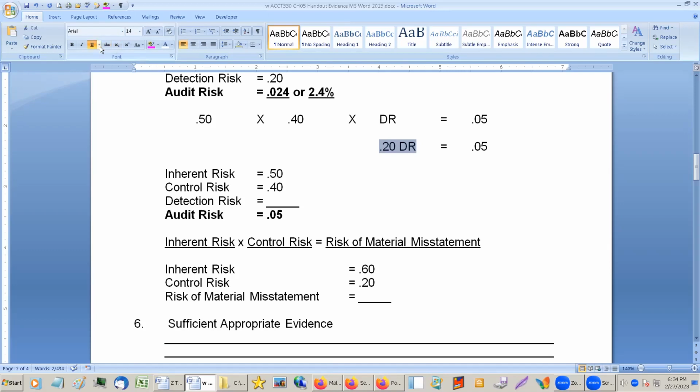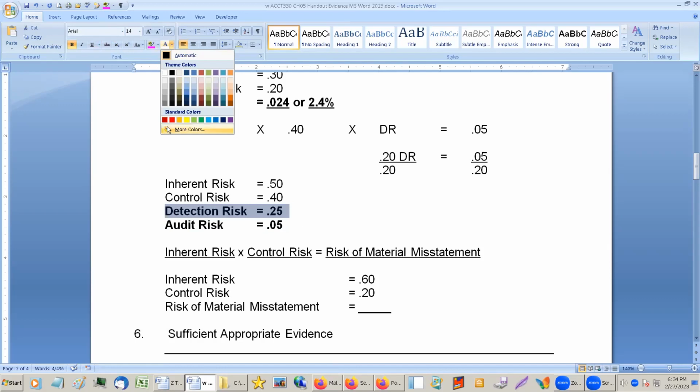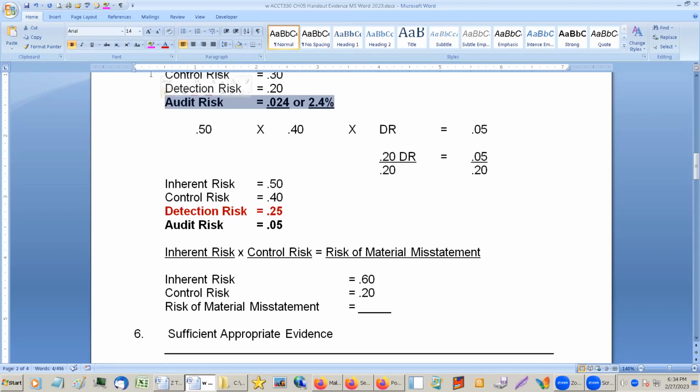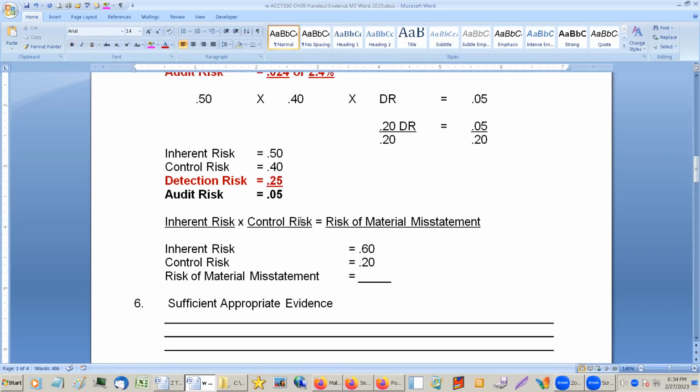So if you divide by 0.2, it comes out to what you said. I think it comes out to 0.25, right? Yeah. And then they have had those on the CPA exam. At least one of those has been.